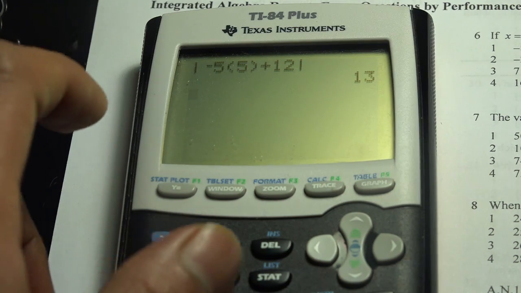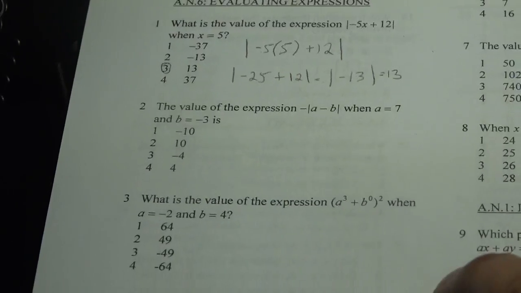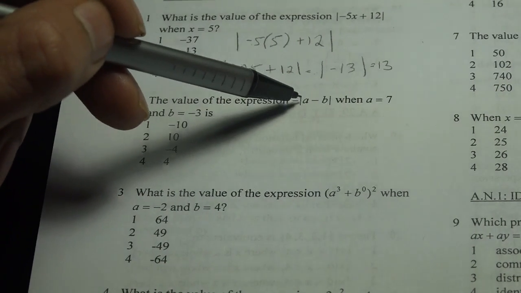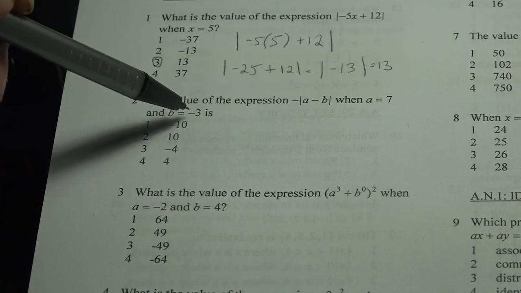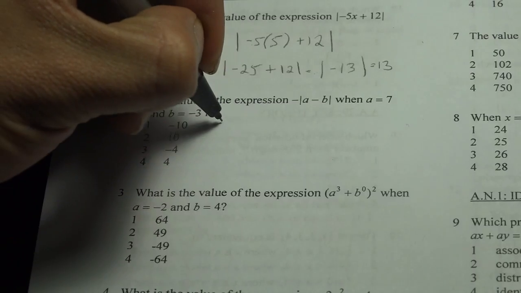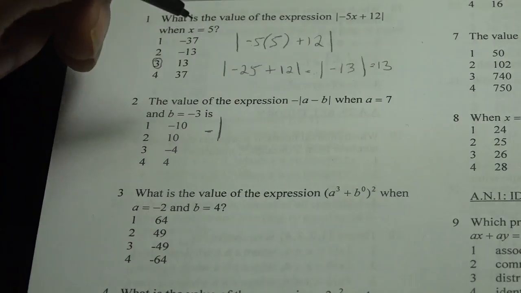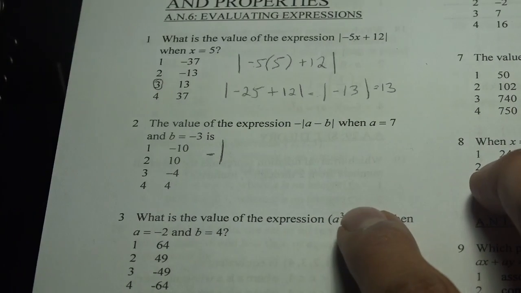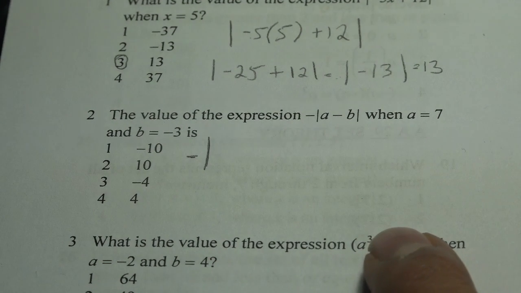See, it wasn't that difficult, right? Okay, let's move on. The value of the expression negative absolute value of a minus b when a is 7 and b is -3. Okay, so let's set it up first. So the absolute value of, sorry, it's got to be negative. Okay, absolute value of a minus b. All right, let me zoom in just in case. There you go.